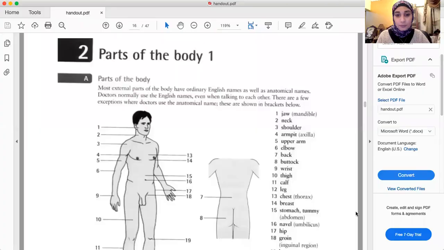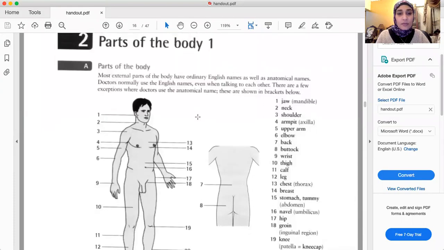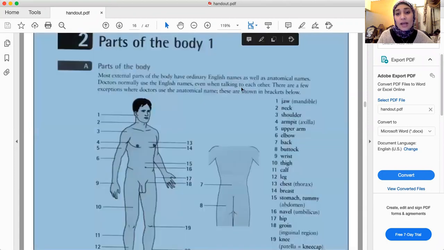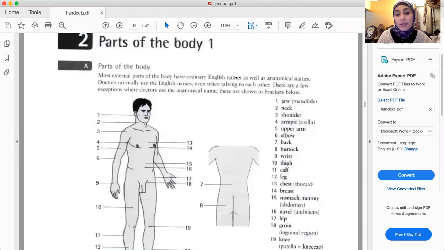All right, so let me share with you the material, the body parts. Parts of the body. We have here English names for the body parts, and we have anatomical names. We have English names, which are common in general English, and we have anatomical names that are for specialized people who are the doctors.